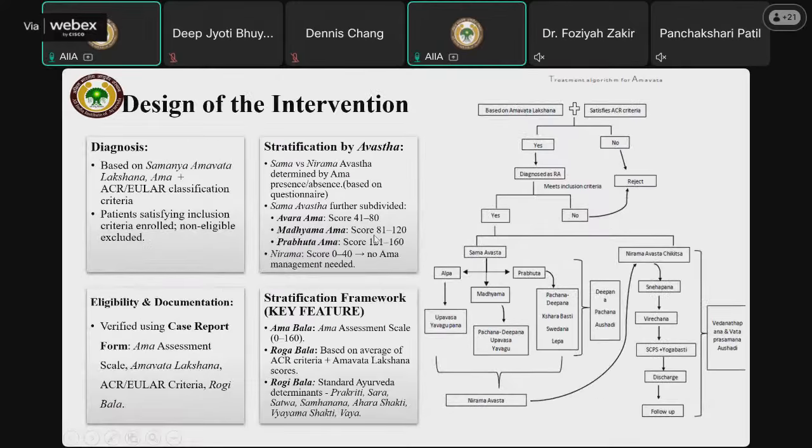The design intervention basically was starting with the classical lakshanas of Amavata and rheumatoid arthritis, which is fulfilling ACR criteria. From there, this algorithm was formed. Whoever meets the inclusion criteria was again diagnosed on the basis of the condition of the disease as per Ayurveda classics, Samavastha and Niramavastha. Again, we divided them into various levels of these avasthas, and based on that, as per the algorithm explained in Ayurveda, we have tried to put forward our intervention to understand what the clinical results are, as well as what the change in the gut modulation is.